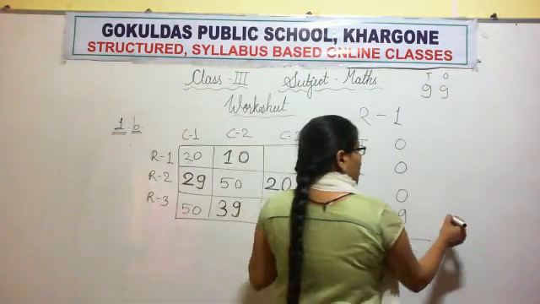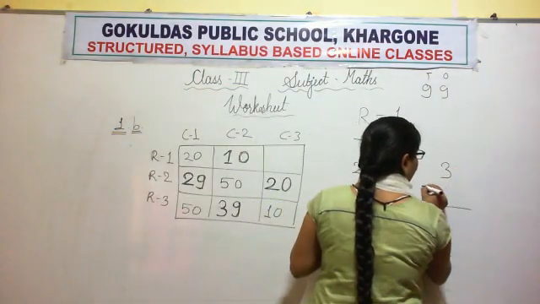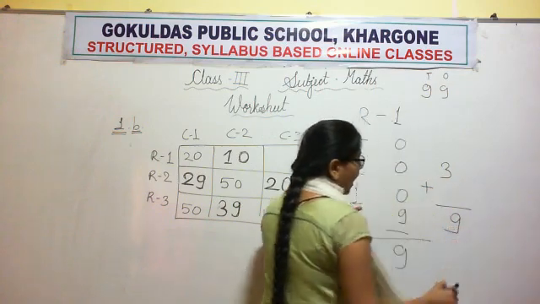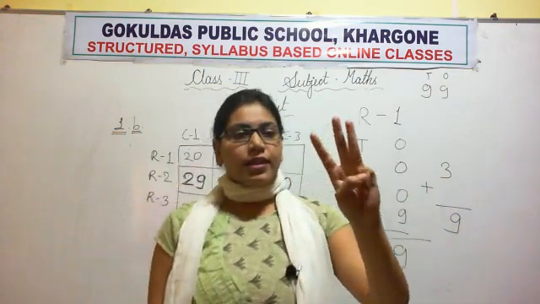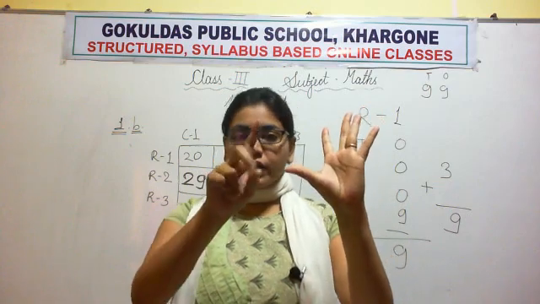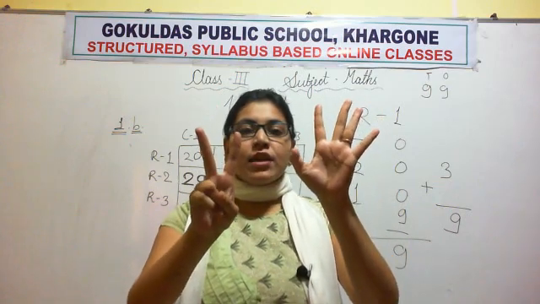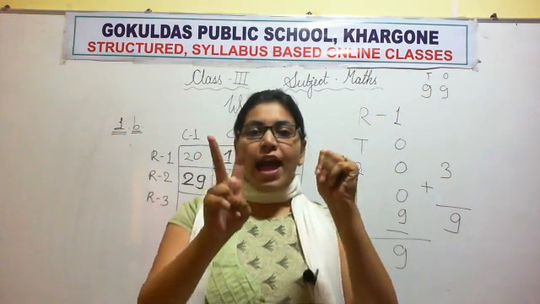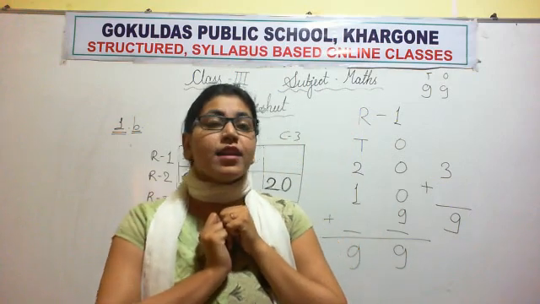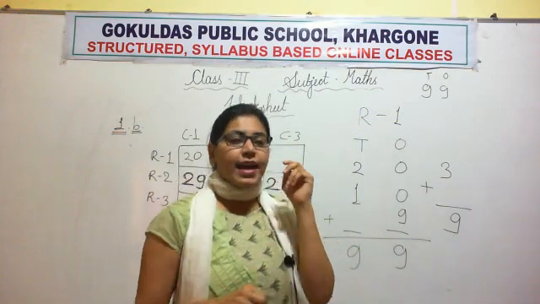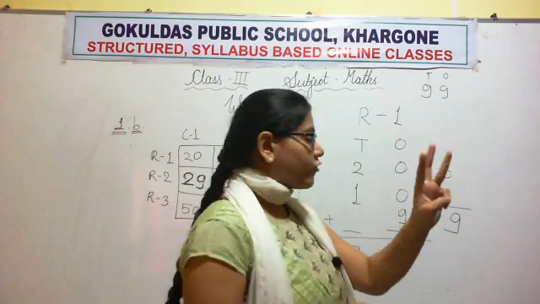So what will we add to the 3 to get 9? Let's try 4. This is 3. 1, 2, 3, 4. How many? 1, 2, 3, 4, 5, 6, 7. No, we want 9. So let's add 6 to this 3.